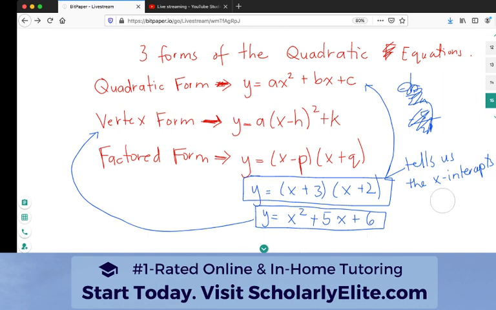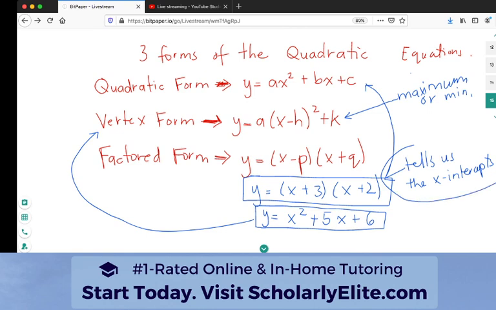I just want us to understand that each format of the quadratic equation has its own purpose. We can convert between the various formats very easily, and we're going to learn how to do that these next few weeks. But it's important to understand what each one tells you. This one tells you the maximum or minimum. This tells you the x-intercepts, and actually the quadratic form is kind of useless except for a couple things, but we're going to talk about all that.